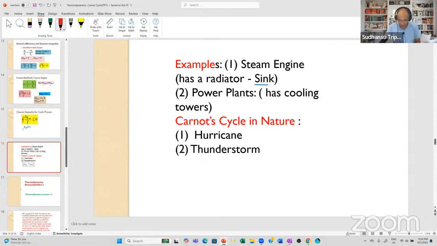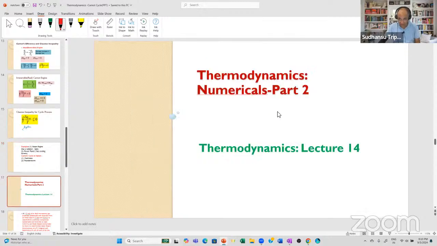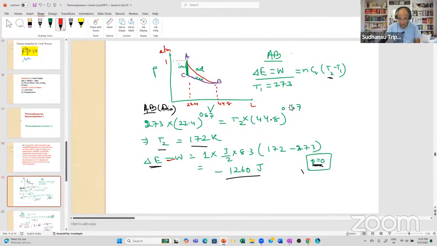In nature, hurricanes and thunderstorms are approximate Carnot cycles, and these are the actual ones. A steam engine has a radiator, the sink, where heat is thrown out. That sink contains water and ethylene glycol to lower the temperature in cold areas, which you will learn in your class 12. Power plants also have a cooling tower. So this finishes, and we have the same problems.